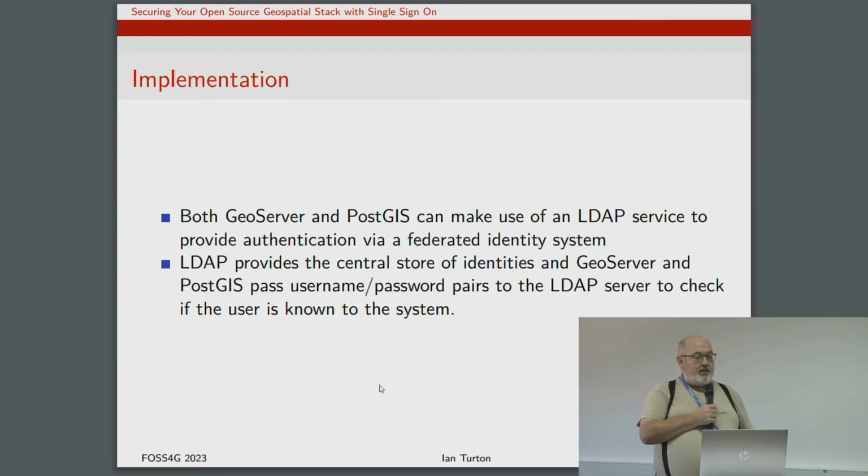So, to implement this, we scratched our heads a bit, poked around. And when it comes down to it, when you poke Active Directory hard enough, it turns out just to be an LDAP implementation. And both GeoServer and PostGIS can make use of LDAP pretty much out of the box. You have to do some configuration, but it's easy. So you use an LDAP server to provide your central store of identities. GeoServer and PostGIS effectively pass a username and password back to that service, and it passes back a yes, they're acceptable, or no, they're not acceptable message. Obviously, it's a little more complicated than that behind the scenes, but that's close enough.